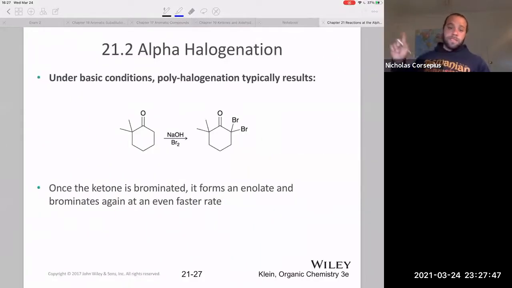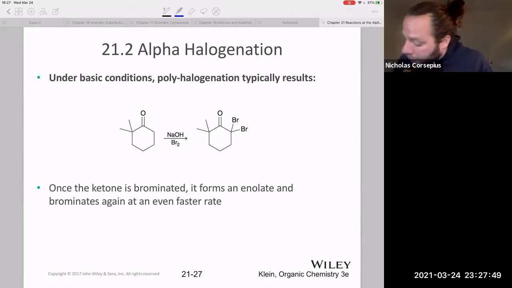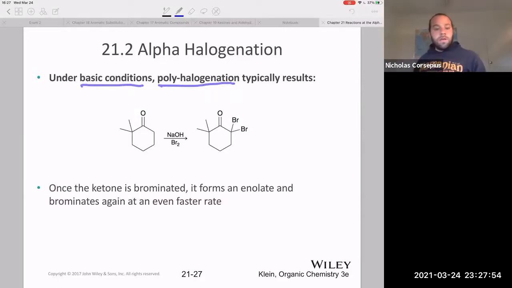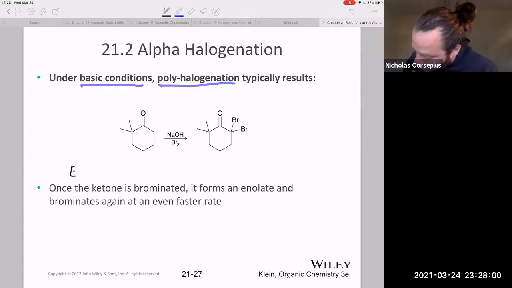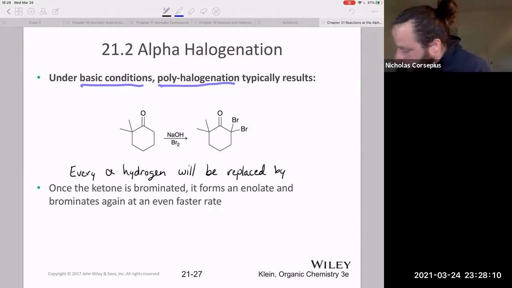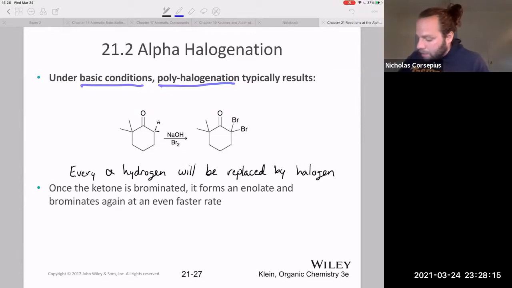The catch, and the big difference as far as we're concerned, is that under basic conditions, you will get polyhalogenation, meaning that every single alpha carbon, and let's just write this down to be clear, every alpha hydrogen will be replaced by the halogen. So in this case, I had two alpha hydrogens. Both of them are going to be replaced under basic conditions. You can't stop it at just the one step.